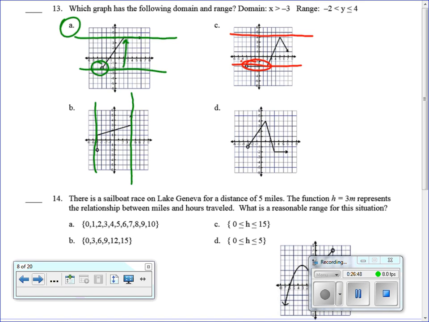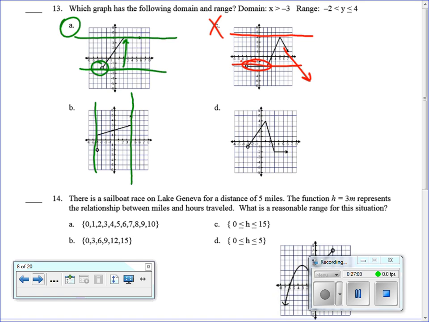But we also have this other thing. We have this arrow that's pointing down, which means that if I were to extend it, eventually my range would drop below -2. So this one doesn't have the correct range. So this graph would not represent the domain and range stated above.